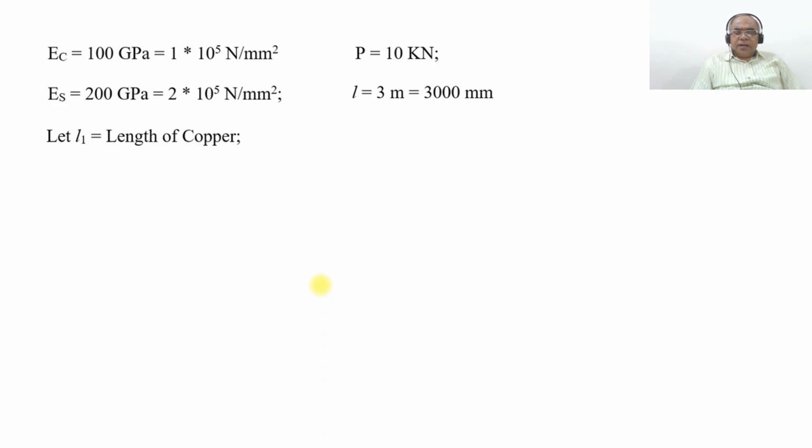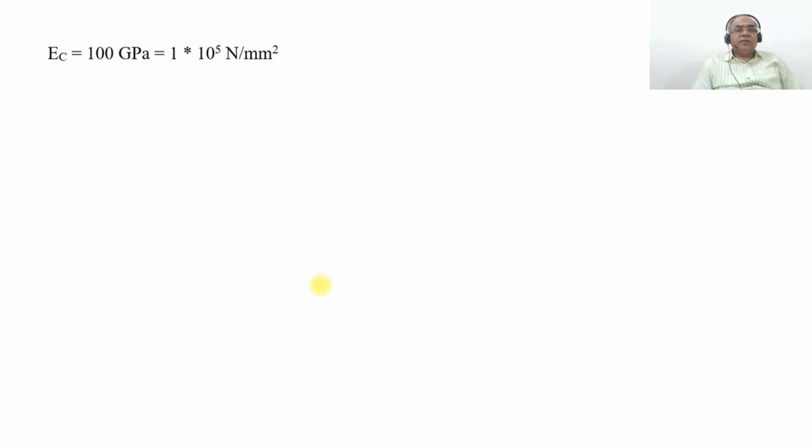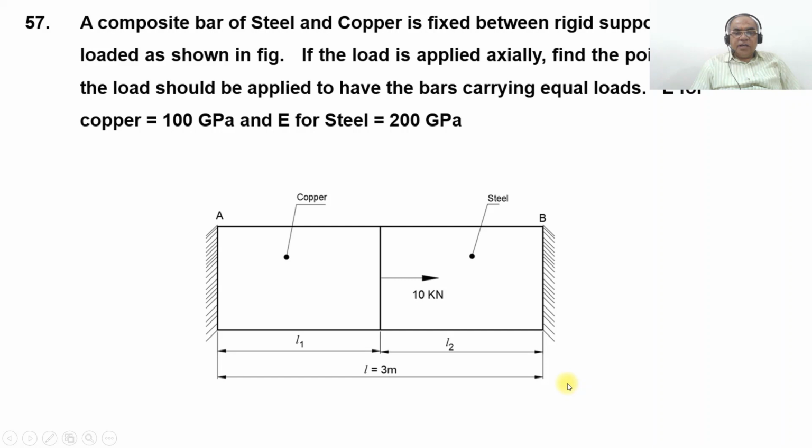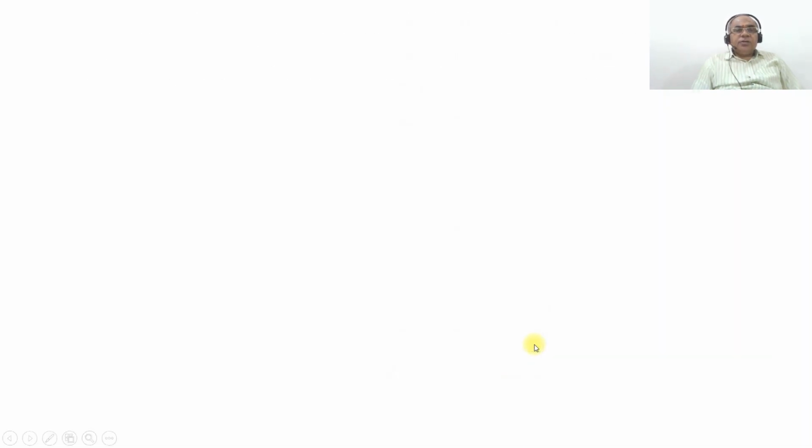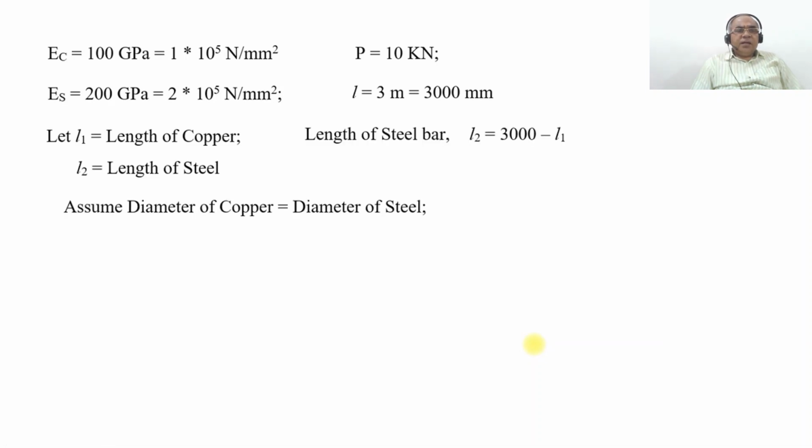Let L1 be the length of copper and L2 the length of steel, because that is what we need to find out. If you want to find the length of the steel bar, it is 3000 minus L1, because the total length of the bar is 3 meters. So the length of the steel bar, 3000 minus L1, gives us L2. Now, assuming the diameter of copper is equal to the diameter of steel, because you have a uniform rod diameter, then AC is equal to AS, so that will automatically get cancelled.